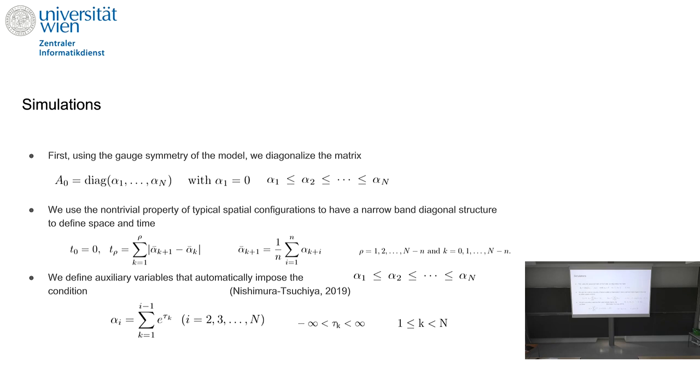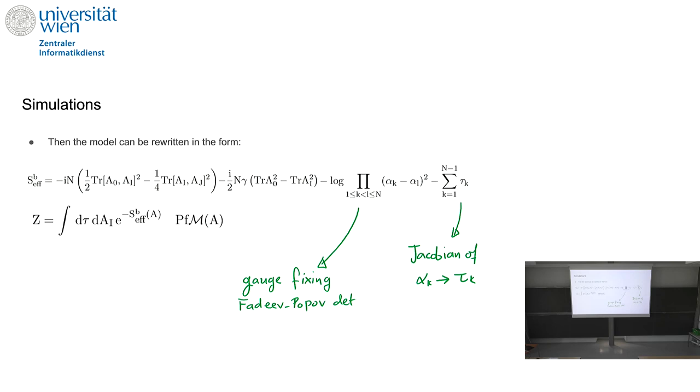So after making this change of variables, the model that I will simulate is this one. I will integrate over the taus and the spatial matrices here. I have to add those terms because I take the symmetry and I make the change of variables here.